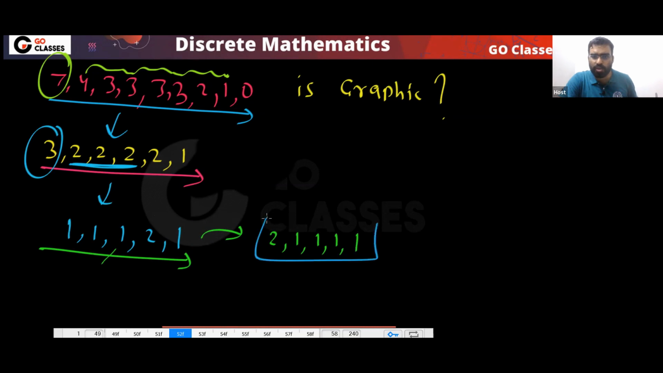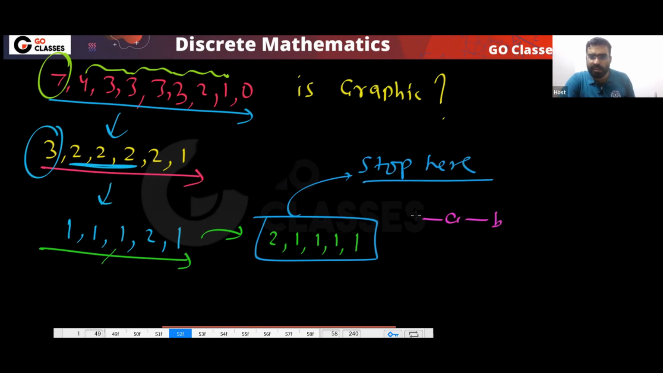Actually, you can stop here also. Can you stop here? Yes, because I can create this graph with A, B, C, E, F. Because we can create a simple graph, you can stop here. Or if you want, you can go further.